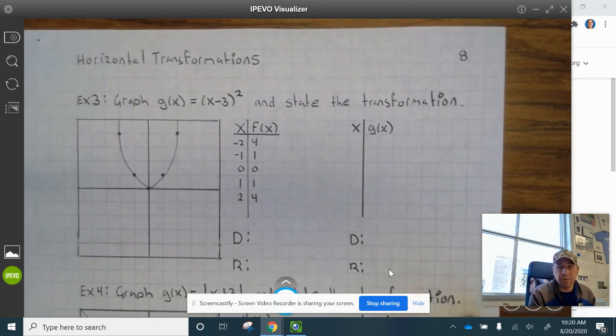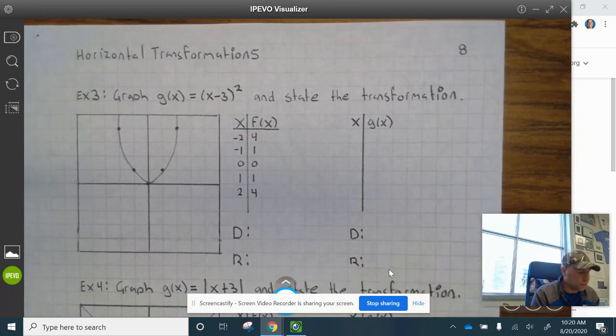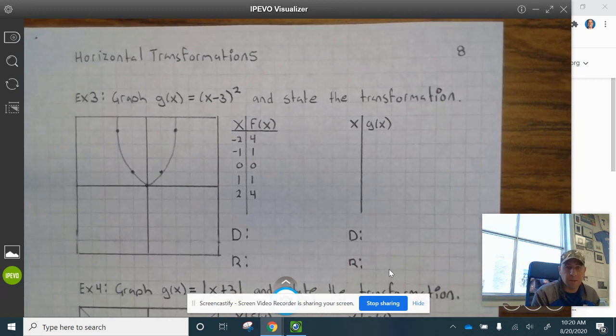Again, this is one of those few times that both Algebra 2 and Advanced Algebra 2 are going to do the second example page. So let's all follow along on this, okay? Horizontal transformations, general page 8. Example 3: graph g of x equals parentheses x minus 3 squared and state the transformation.